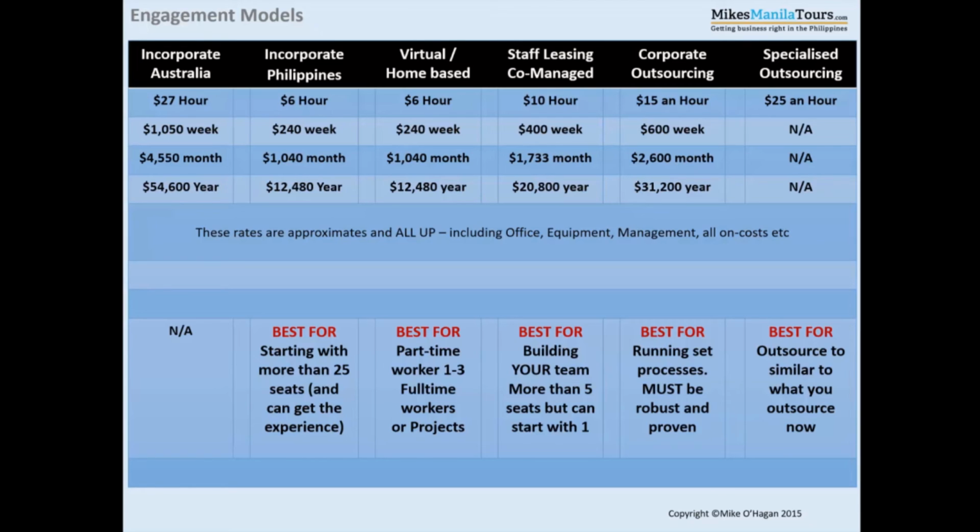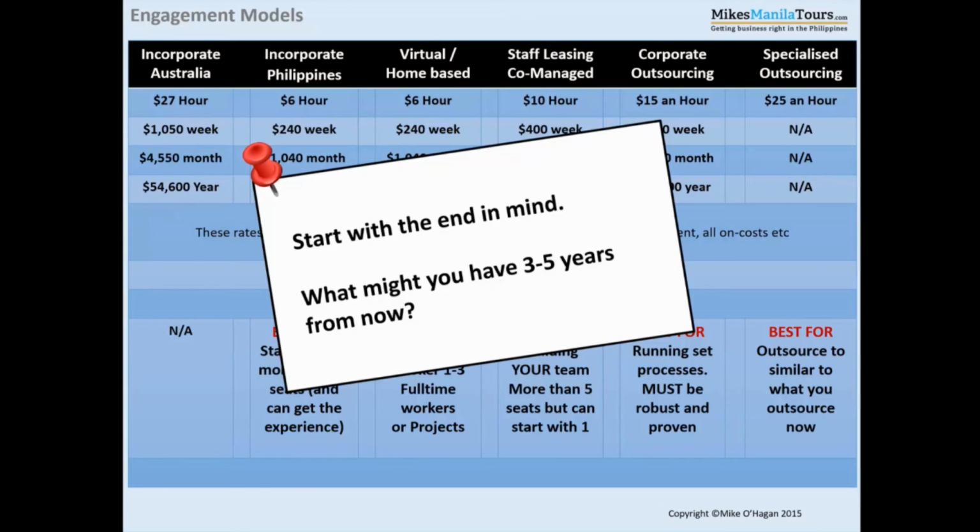Run them home-based, but not good for teams, unfortunately, $6 an hour. If you want to build your own team and get some real productivity, $10 an hour with co-staff leasing, and then corporate outsourcing, of course, is $15 an hour. They do everything for you and give you back the result. Specialised outsourcing, typically $25 an hour or thereabouts. So there they all are, laid out on my little chart, and down the bottom is what they're best for and not best for as you go through.